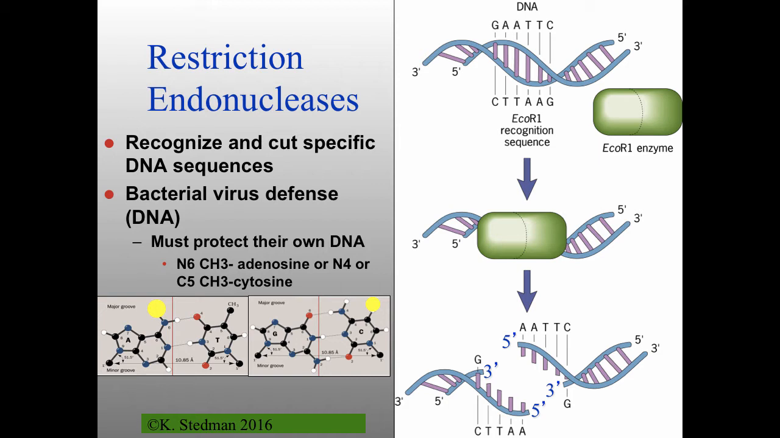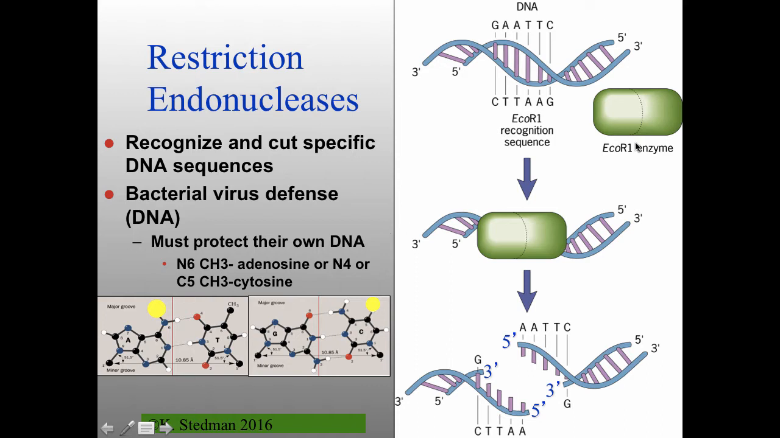The methylation that normally happens in bacteria is at the N6 position of adenosine, or the C5 position of cytosine. I basically just show that here to emphasize that it has nothing to do with your base pairing interactions. Base pairing interactions are perfectly fine, but you're changing what's going on in the major groove of DNA, so now your restriction endonuclease can't come down and bind it.